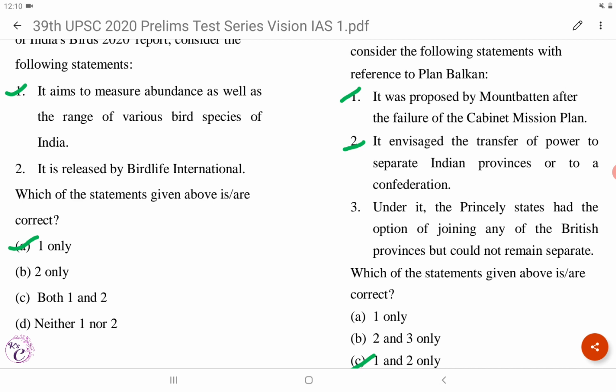Between March and May of 1947, Mountbatten decided that the Cabinet Mission Plan had become untenable and formulated an alternative plan referred to as the Plan Balkan. This plan envisaged the transfer of power to separate provinces or to a confederation if formed before the transfer, with Bengal and Punjab given the option to vote for partition of their provinces. The various units thus formed, along with the princely states rendered independent by lapse of paramountcy, would have the option of joining India or Pakistan or remaining separate.